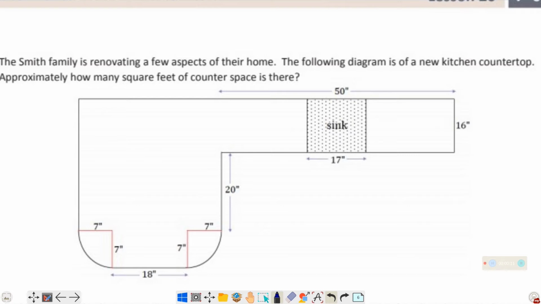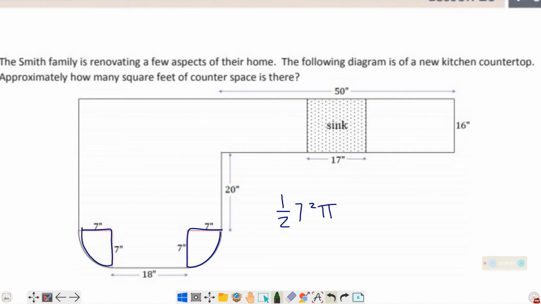So we're going to start with these quarter circles. And 2 quarter circles makes a half of a circle. So we need a half. And then we want radius squared times pi for a circle. But this one has a radius of 7. So that'll take care of both of these pieces here.